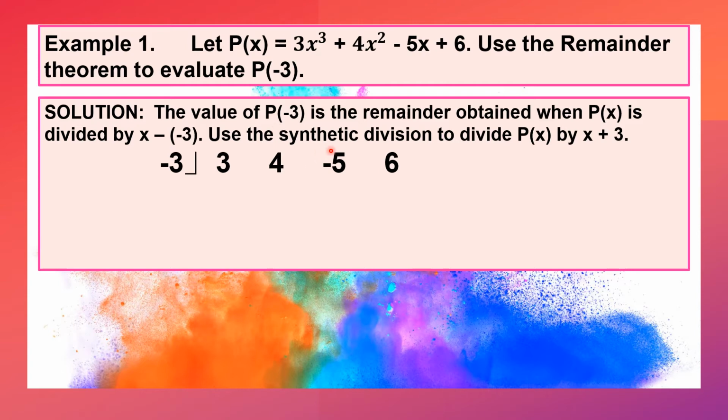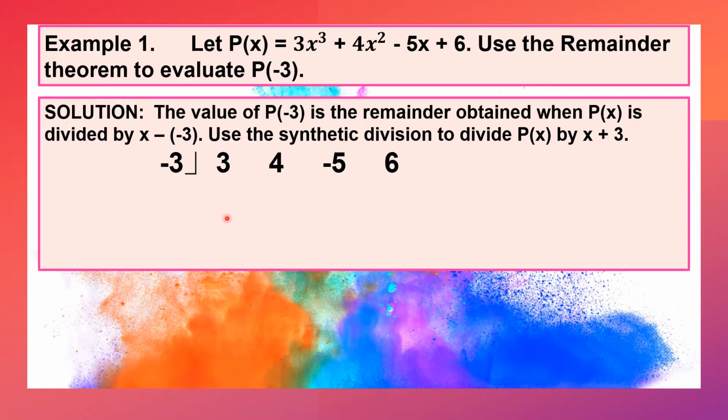Use the synthetic division to divide p of x by x plus 3. Why x plus 3? Because negative times negative is positive. So since we are going to use the synthetic division, we will get all the numerical coefficients of our p of x. So we have 3, positive 4, negative 5, and positive 6. And the divisor is negative 3.